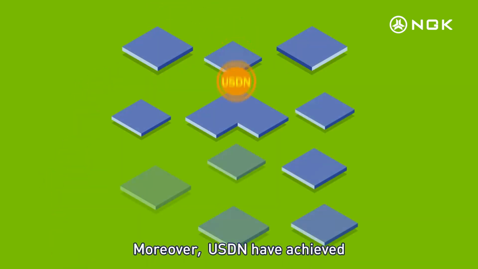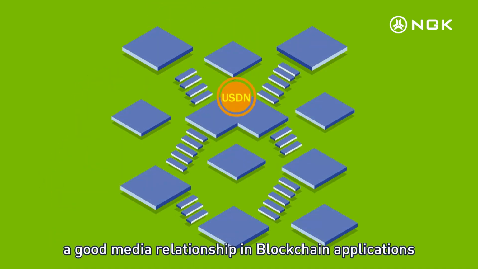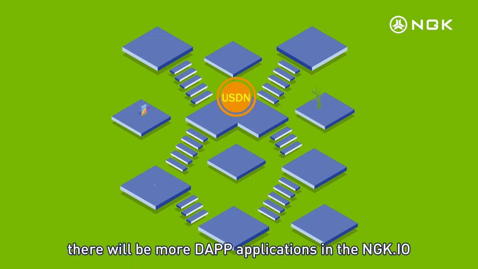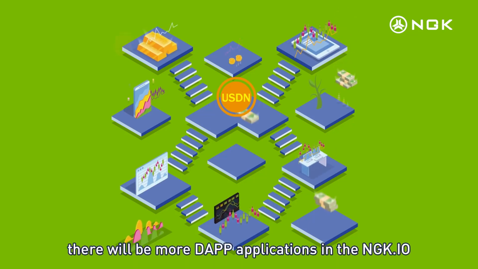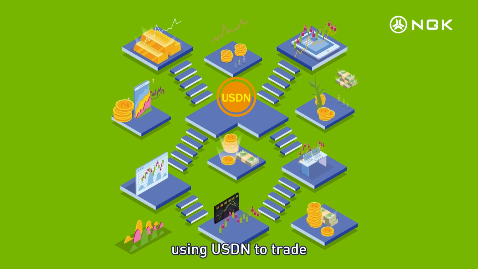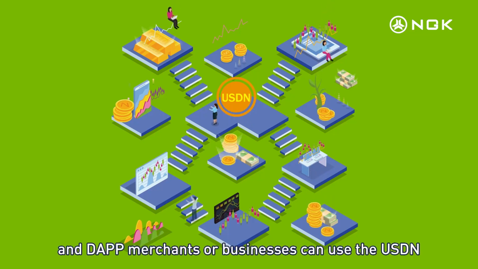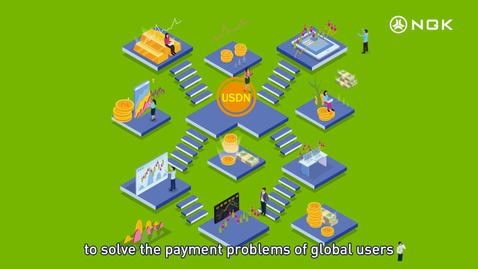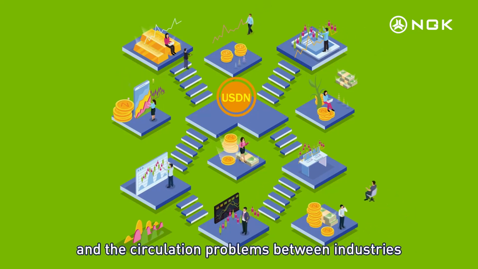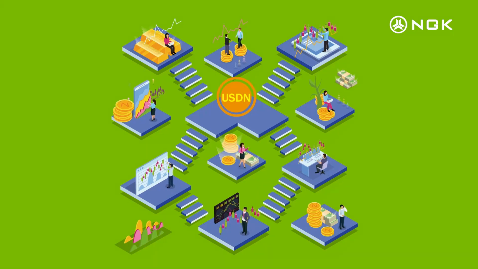Moreover, USDN has achieved a good media relationship in blockchain applications. There will be more dApp applications in the ngk.io using USDN to trade, and dApp merchants or businesses can use the USDN to solve the payment problems of global users and the circulation problems between industries.